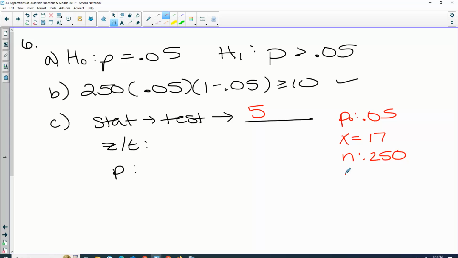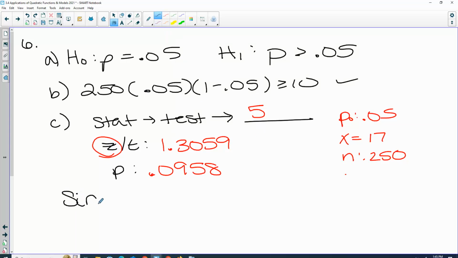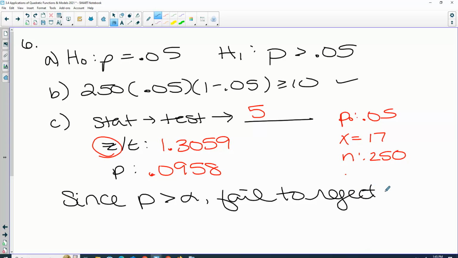we are testing greater than, so we have a z value 1.3059, p is 0.0958. So what's my conclusion? C is greater than 7. Fail to reject. There is not evidence to conclude the rate is higher at his ER.